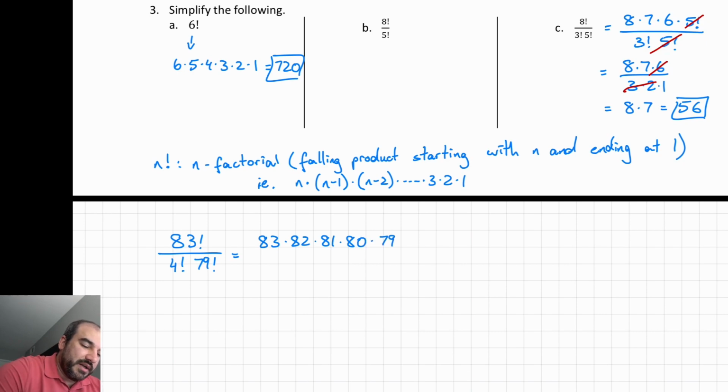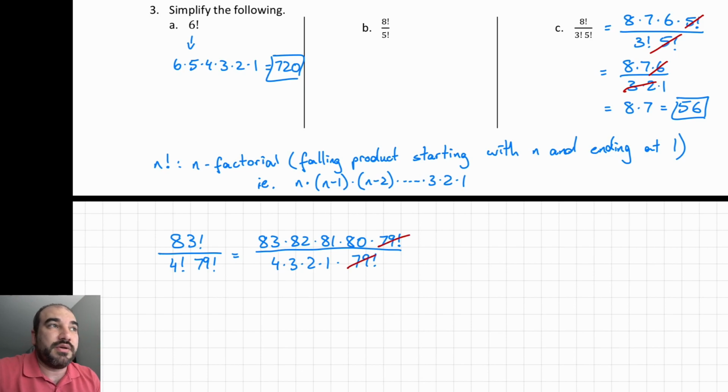And as soon as I see 79, I know that the rest of this product, all the way down to times 3 times 2 times 1, is the same thing as the 79 factorial down here. So as soon as I see that 79, I'm going to stop and write factorial. And in the denominator, we have a 4 times 3 times 2 times 1. But then we also have a 79 factorial. I'm going to leave that 79 factorial as is because I know that I can cancel those 79 factorials.